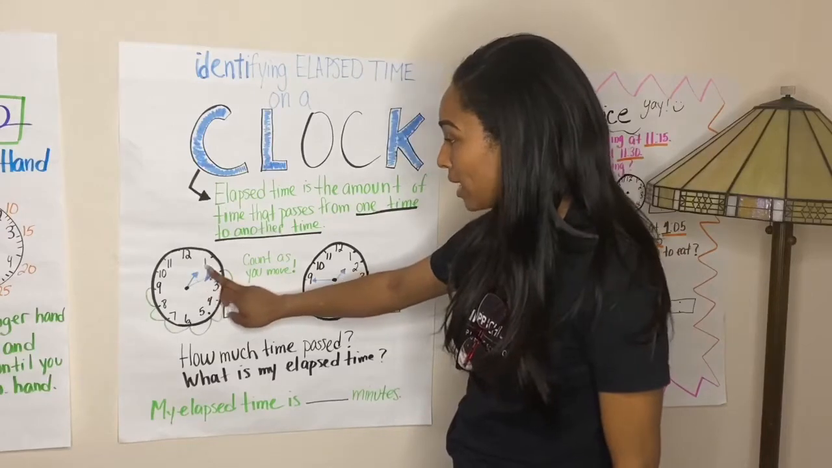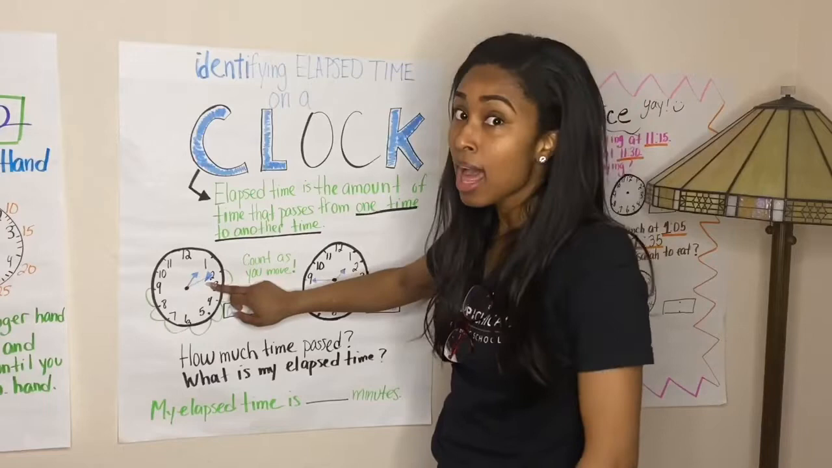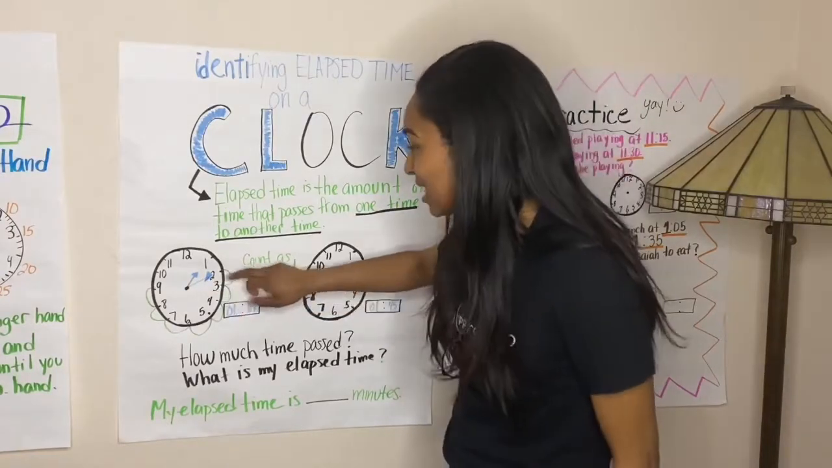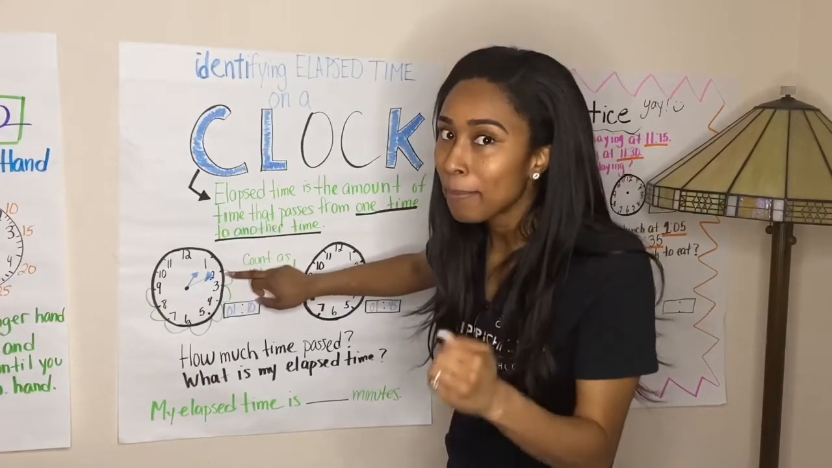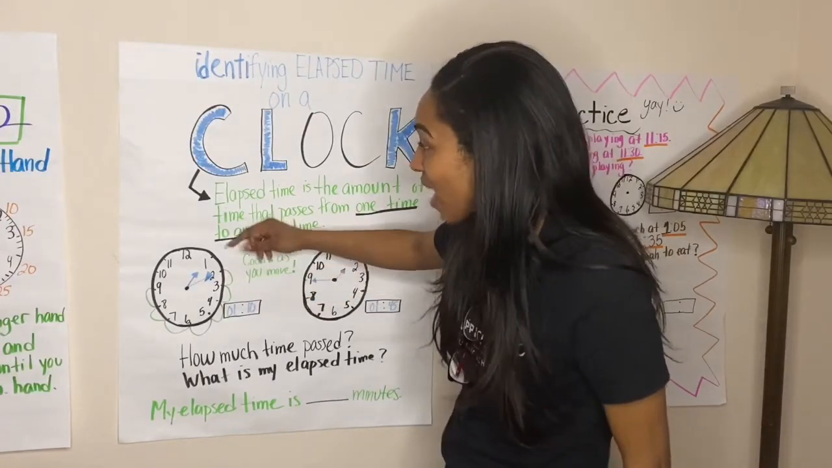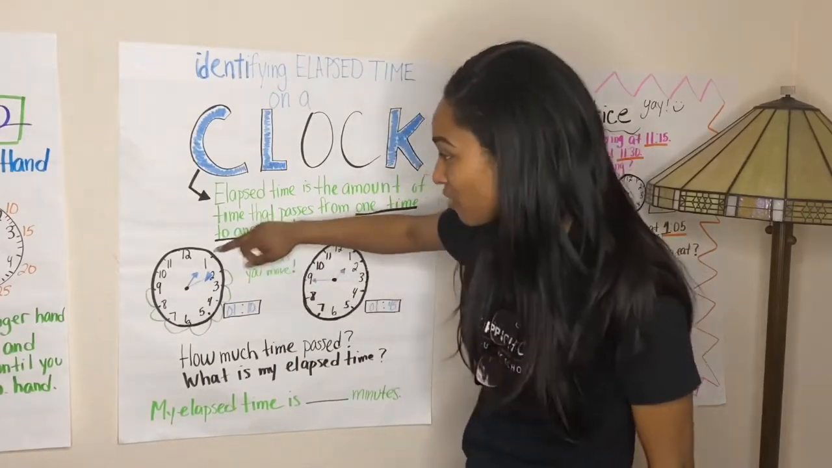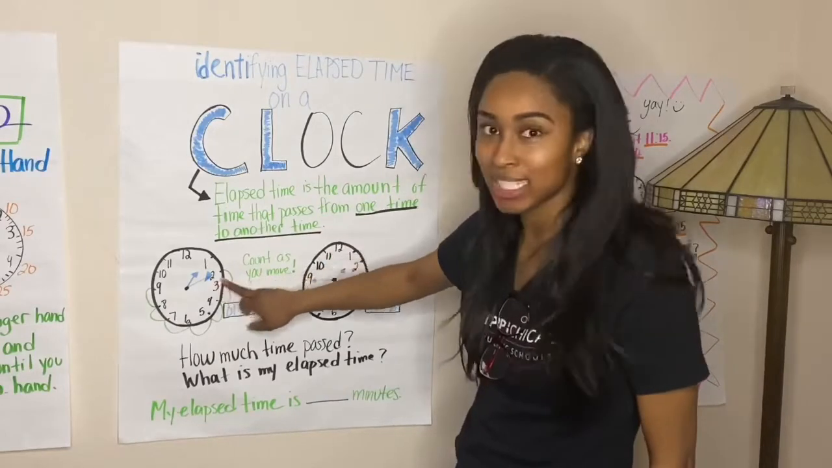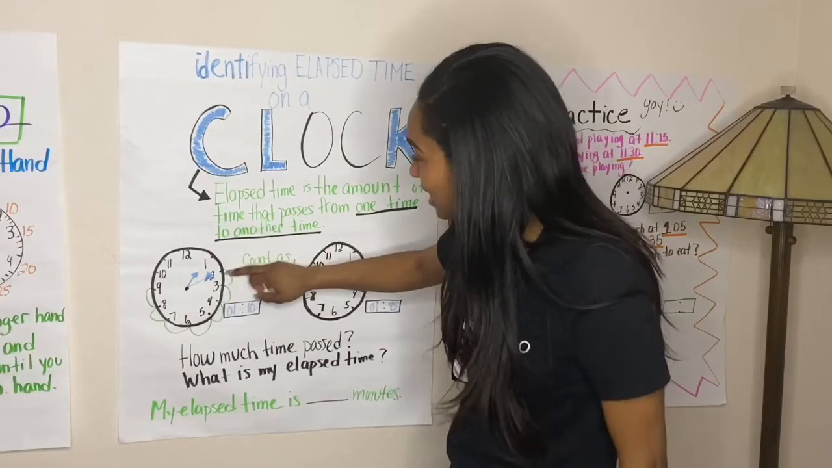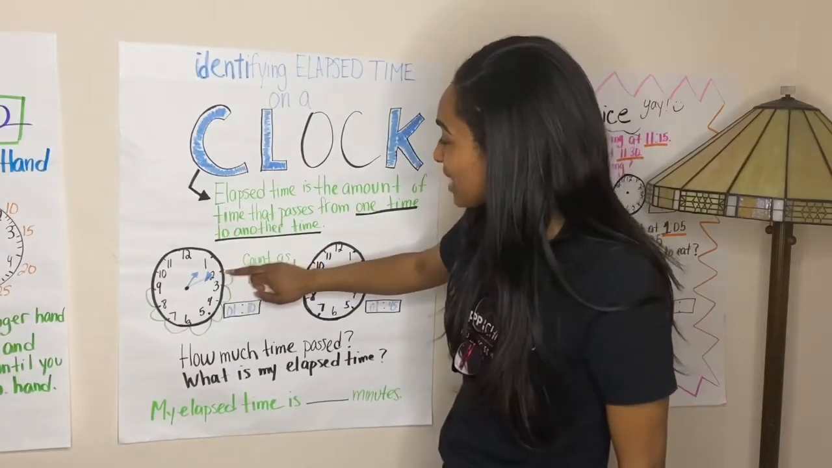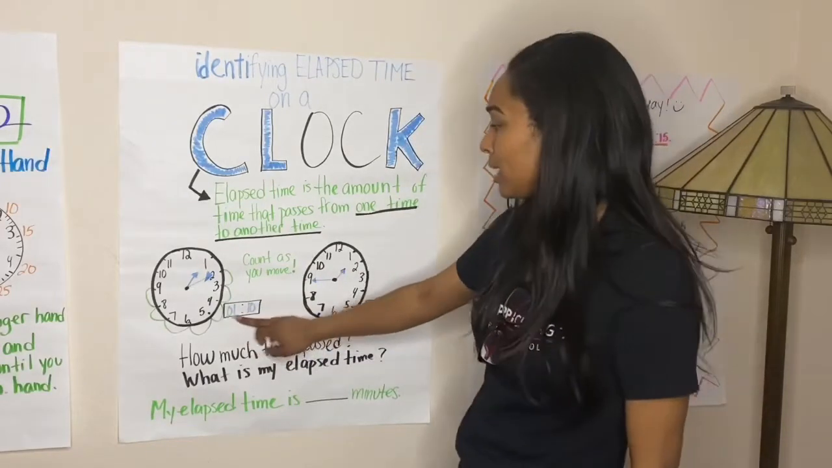I see 1. Now I look at my longhand. My longhand tells the minute. Remember that we can figure out how many minutes by starting at 5 minutes and then counting by 5s. 5, 10. So my minute is 10. I have 1, 10. That's my start time, 1, 10.